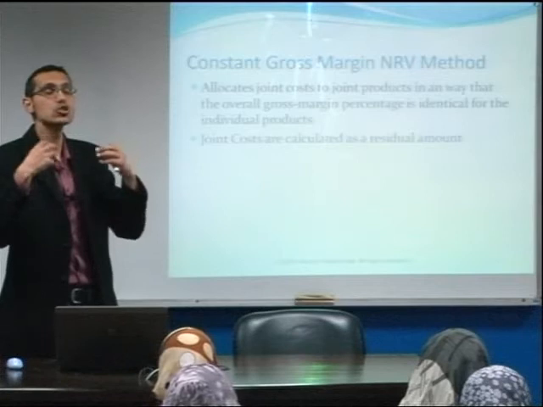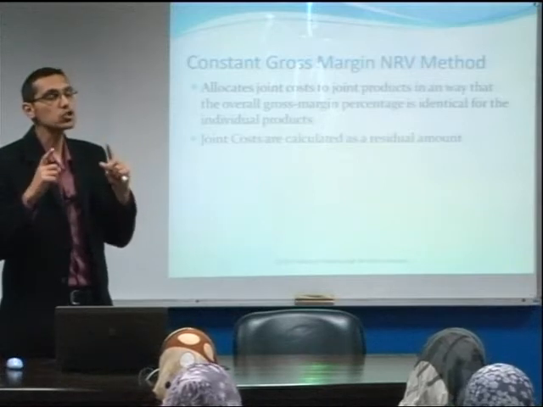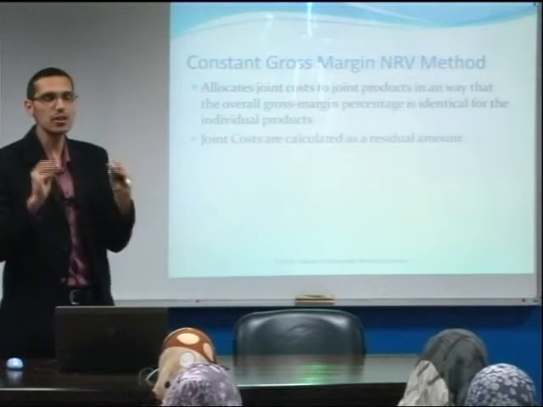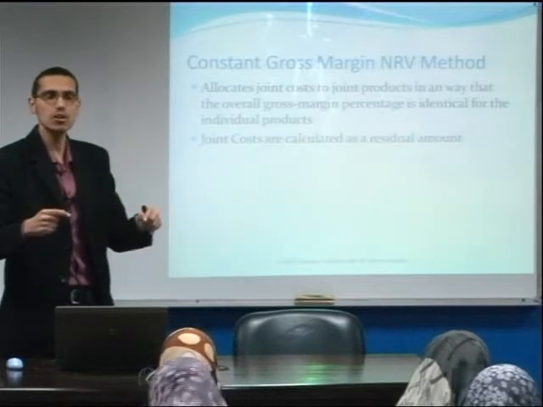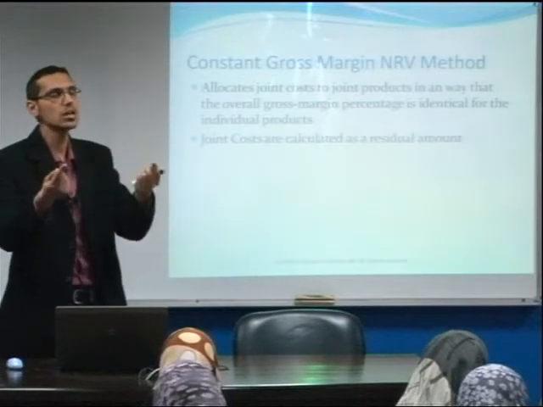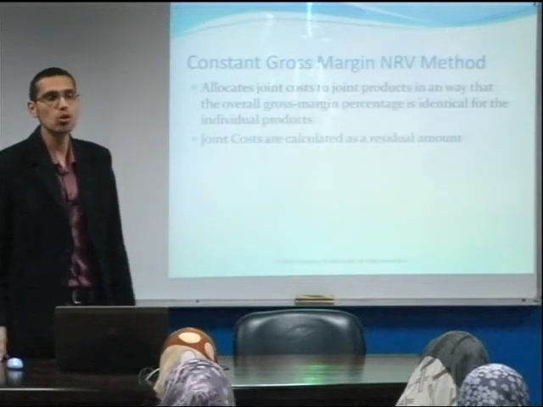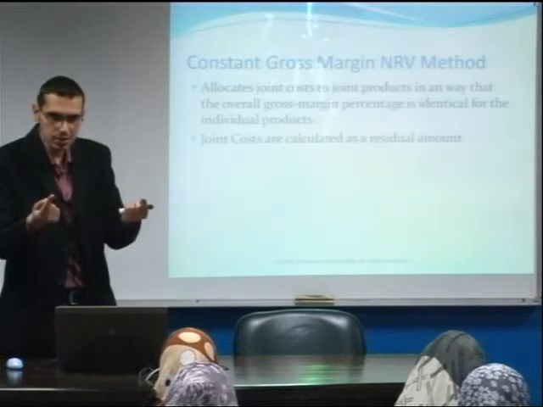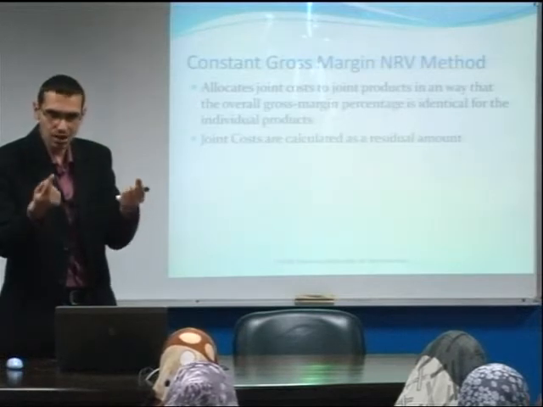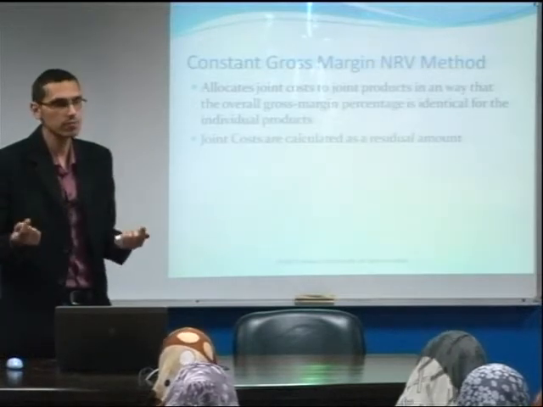Therefore, we are going to start by, first of all, calculating the gross margin. And from the gross margin, we are going to calculate the production costs. And then, from the production costs, we would calculate the joint costs that are allocated onto the different products.